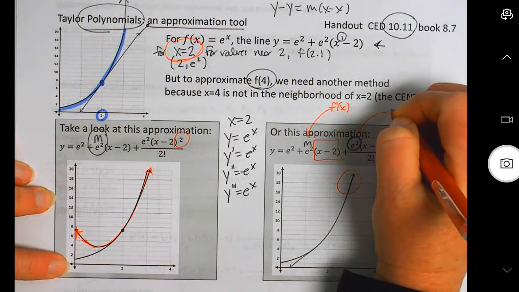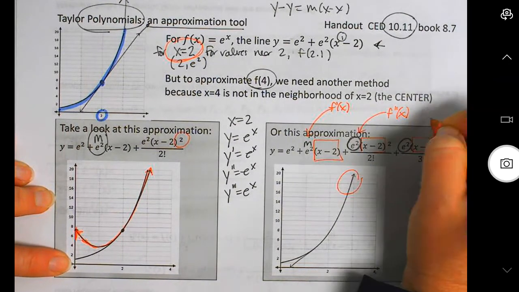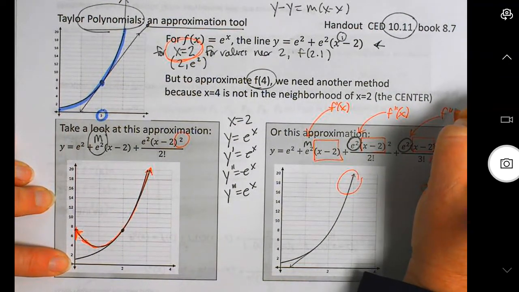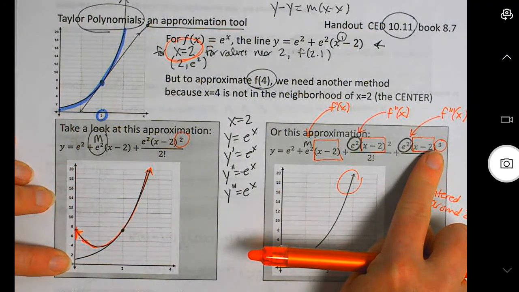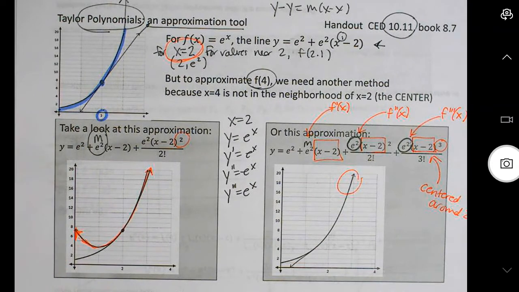This is going to be f double prime. This is going to be f triple prime. And it goes with the third degree. What would come next in the pattern? Would it be e squared x minus 2 to the 4th over 4 factorial? It would be just like that. So the pattern is easily recognizable once you see the pattern.